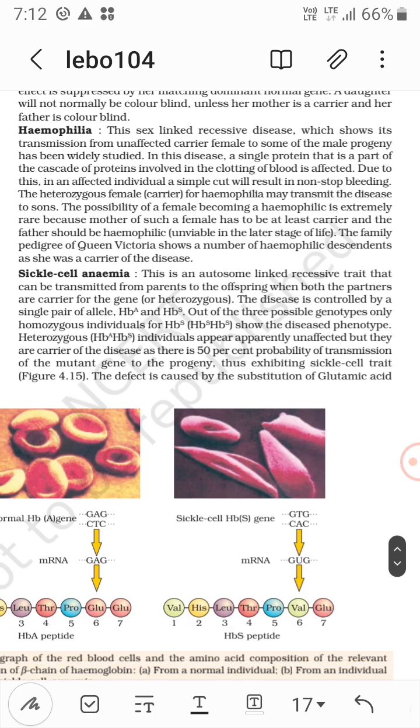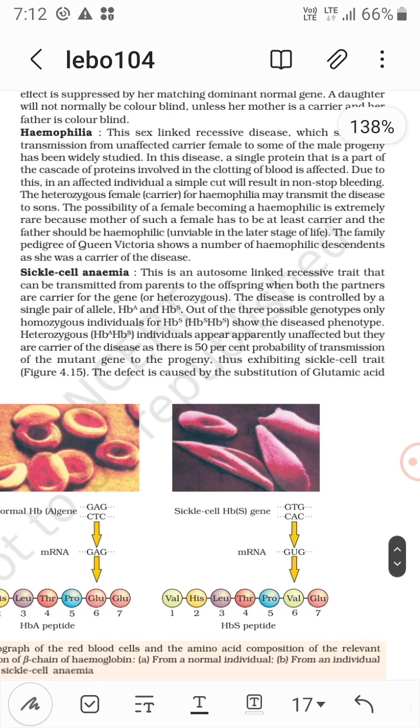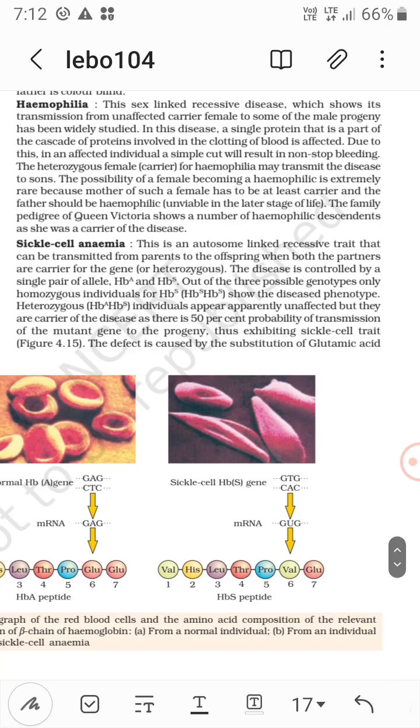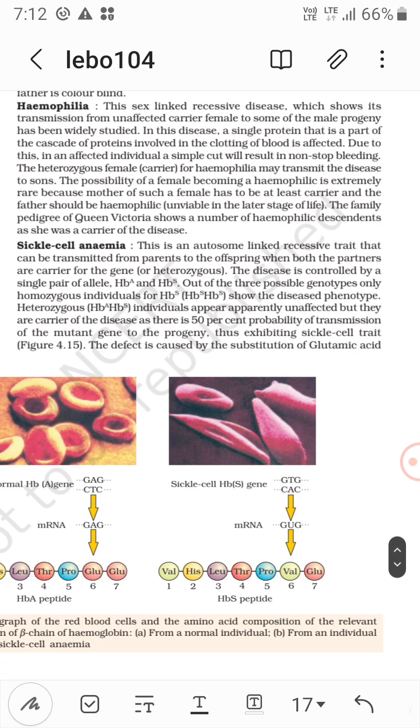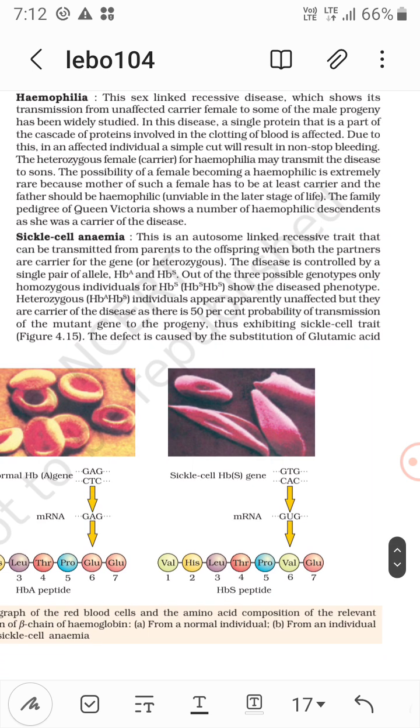Now we are talking about sickle cell anemia. This is an autosome-linked recessive trait that can be transmitted from parents to the offspring when both the parents are carriers for the gene, or heterozygous.